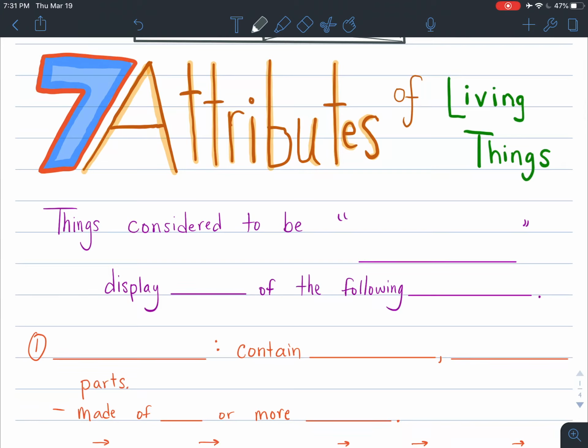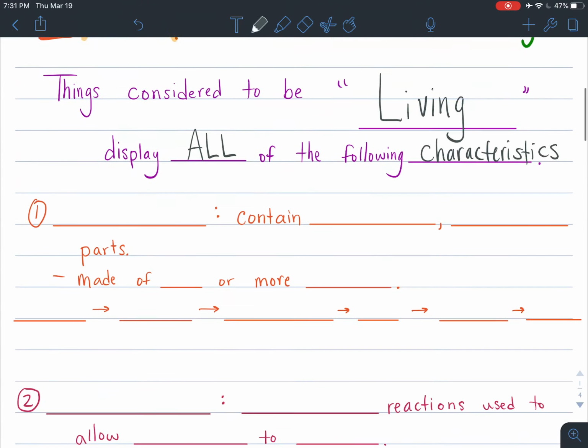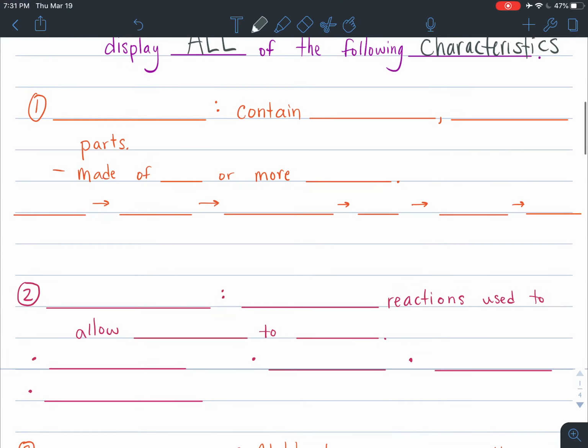All right, well, let's get started here by going along, and as I fill in the blanks, you just need to go ahead and record each of these note pages. So to start here, things considered to be living or alive display all of the following characteristics. All right, so what are those 7 characteristics? Well, we're going to start with organization.